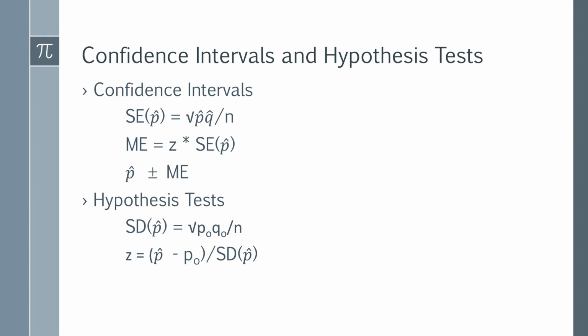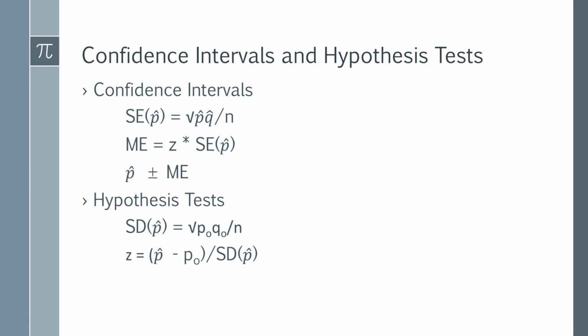Confidence intervals and hypothesis tests. Now let's take a look at the notation that we use for each of these. For confidence intervals, we use the standard error of p-hat. That equals the square root of p-hat times q-hat divided by n. We also use the margin of error, which is your z-score times the standard error of p-hat. And the interval is p-hat plus or minus your margin of error.